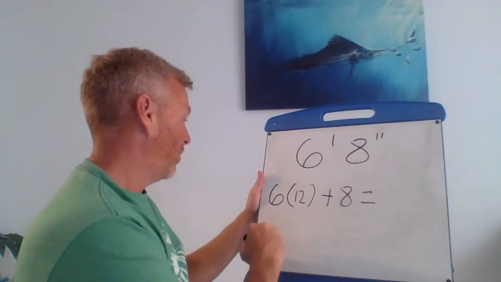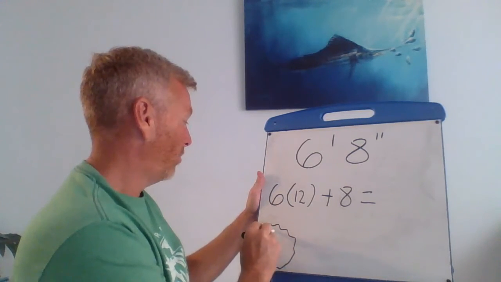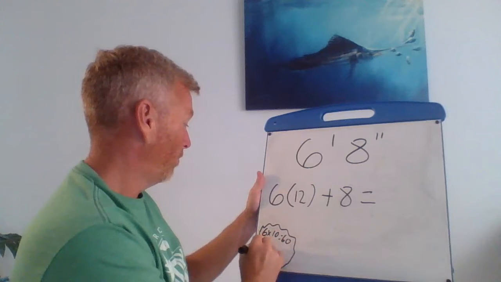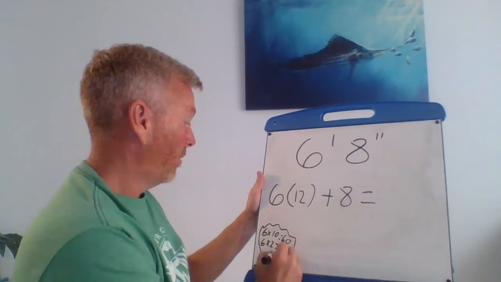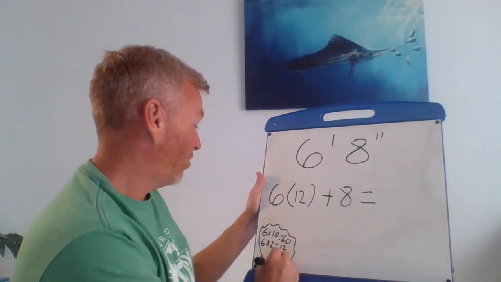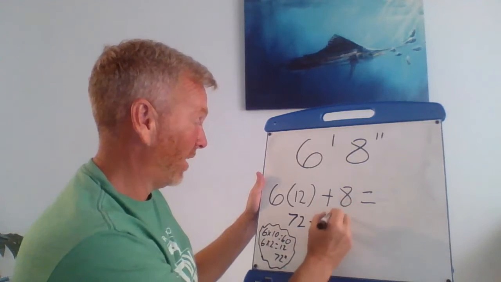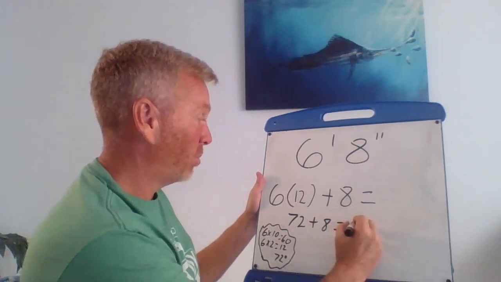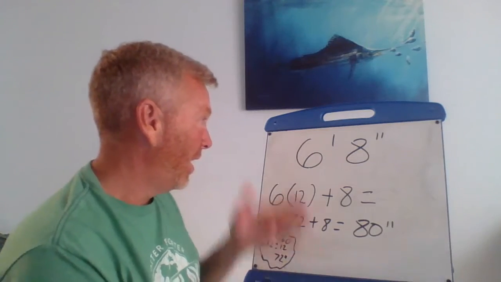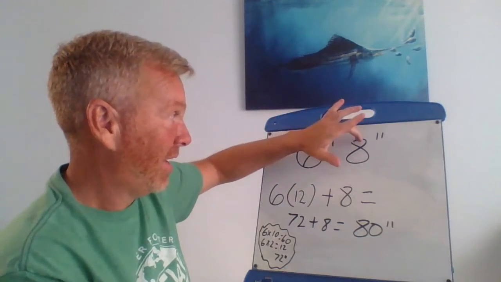So I'm going to do my little thought bubble here because this is a bigger number. So I'm going to say 6 times 10 I know is 6 times the 10 equals 60. And I know that 6 times 2 equals 12. We add those together. Those are called partial products. And that would be 72. So this is 72 inches plus, we're going to drop this like it's hot, 8 inches. 72 plus 8 is 80 inches. So he's 80 inches tall. And that's how you could convert when you have the mixed units. You have feet and inches.